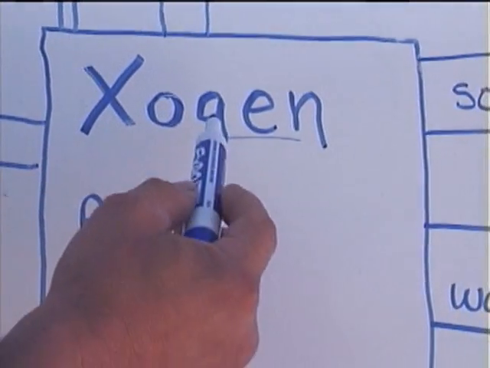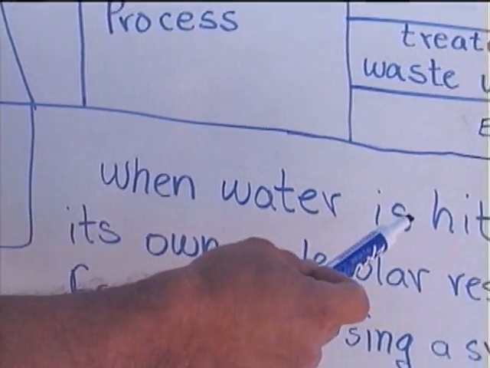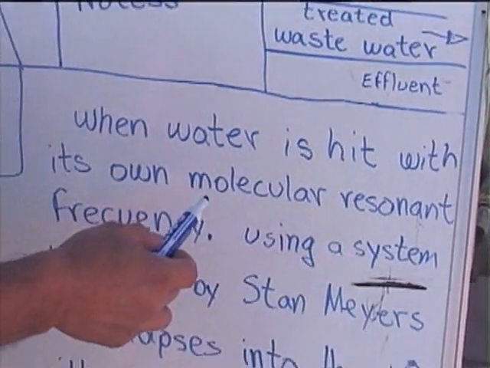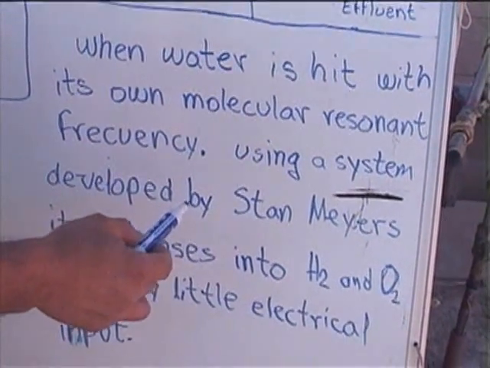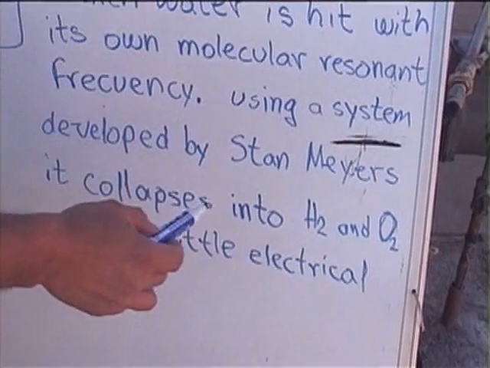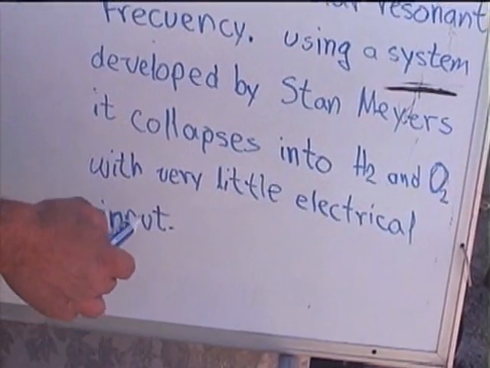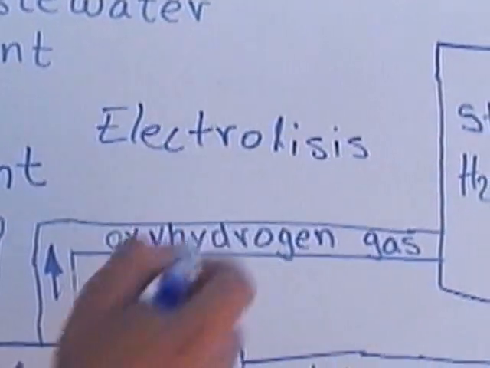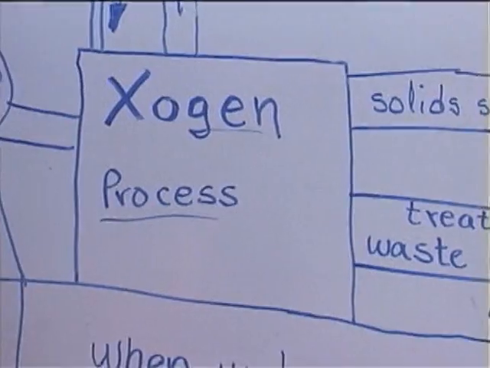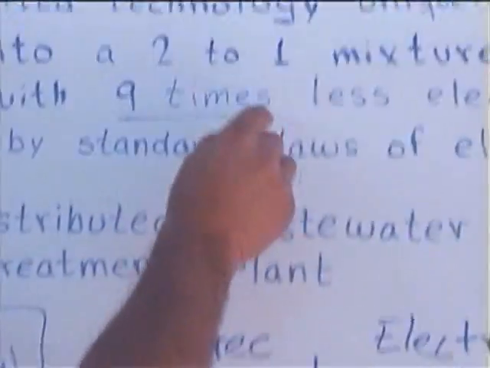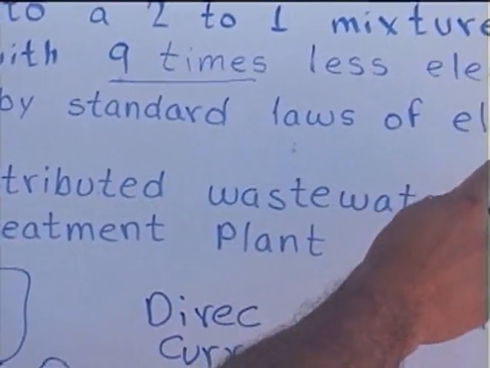The process consists in hitting water with its own molecular resonance frequency, using a system developed by Stan Meyers. It collapses into hydrogen and oxygen with very little electrical input. This is a very efficient process because it uses nine times less electrical current than predicted by standard laws of electrolysis.